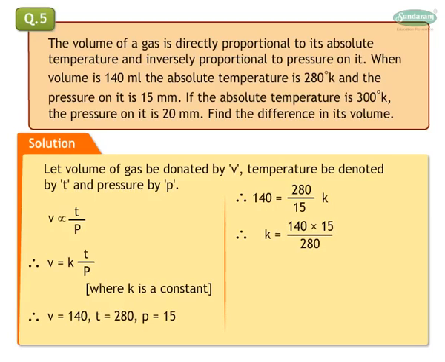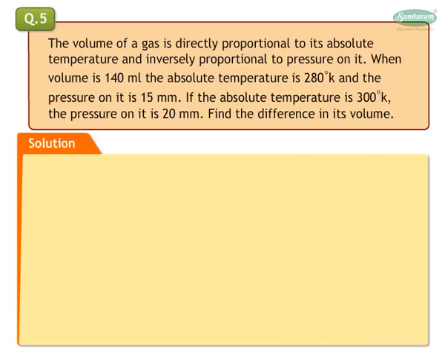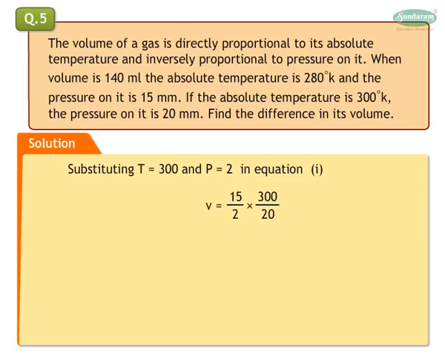Therefore, K is equal to 140 into 15 upon 280. On simplifying, we get K is equal to 15 upon 2. Therefore, equation of variation is V is equal to 15T upon 2P. Let us mark this equation as 1. Now it is given that T is equal to 300 and P is equal to 20. Let us substitute these values in equation 1. V is equal to 15 upon 2 into 300 upon 20.